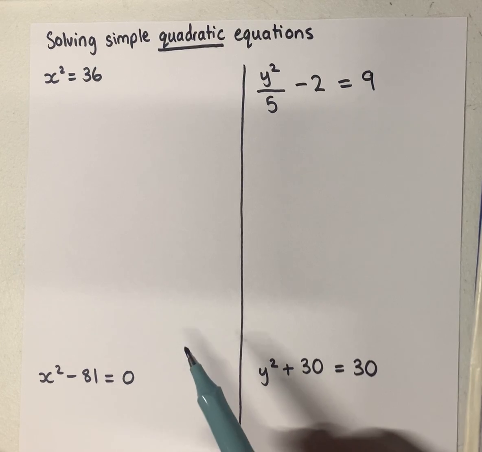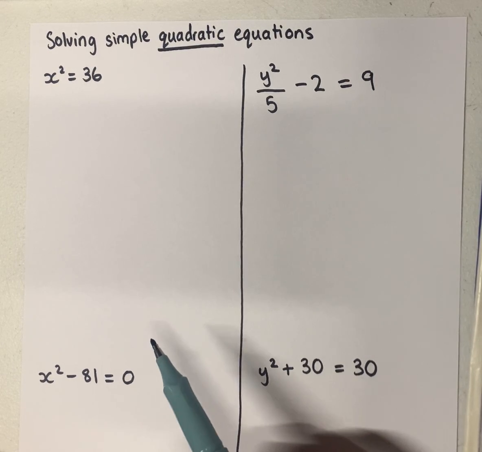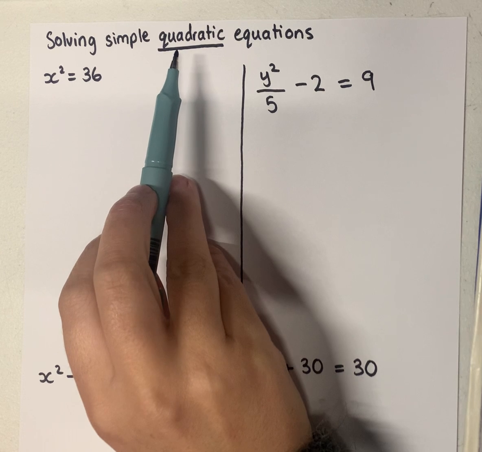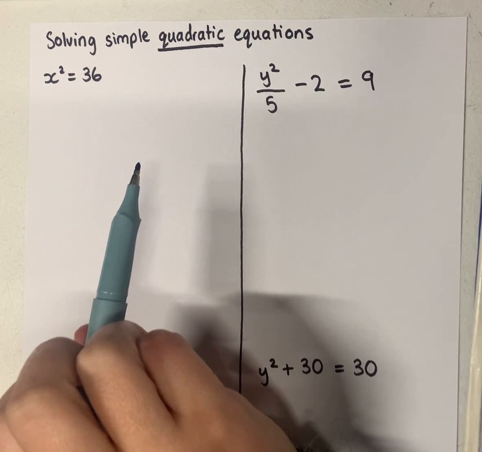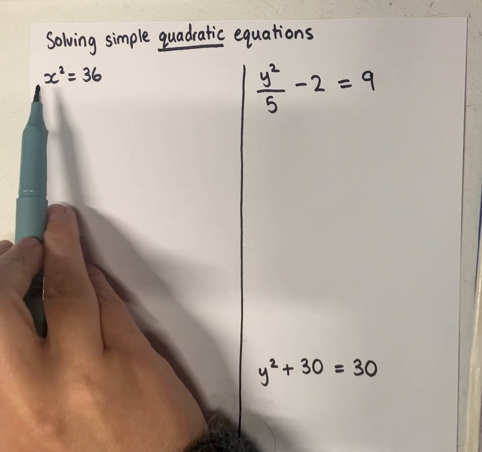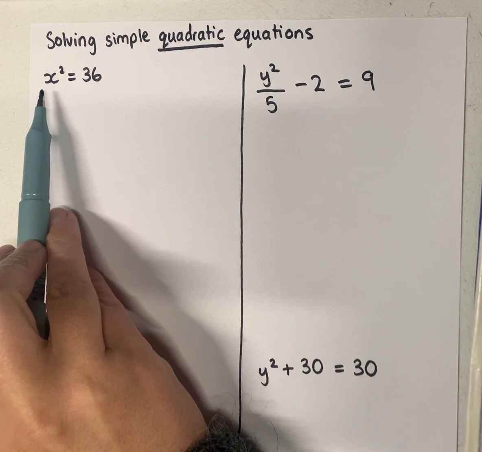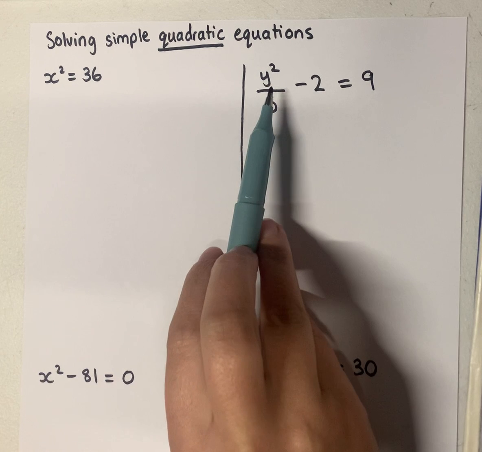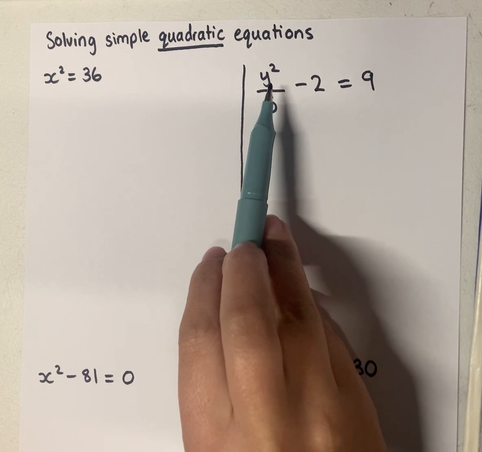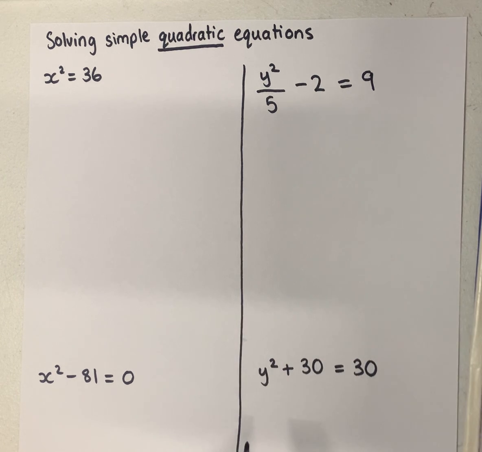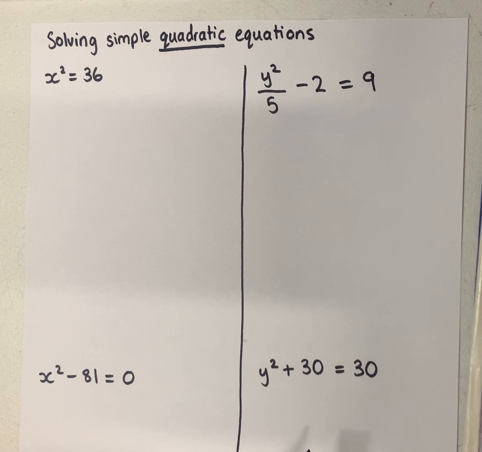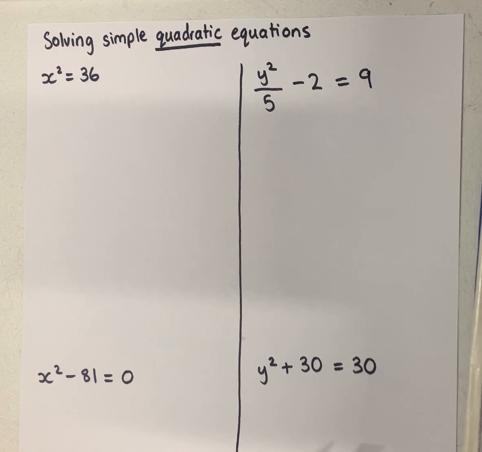So now we're looking at some quadratic equations. And all the word quadratic means is that you're going to have a variable in your equation that is raised to the power of 2. So over here you can see we've got x to the power of 2 or x squared. Over here we've got y to the power of 2 or y squared over 5. And down here as well we've got variables that are raised to the power of 2. So that means that it's a quadratic equation.